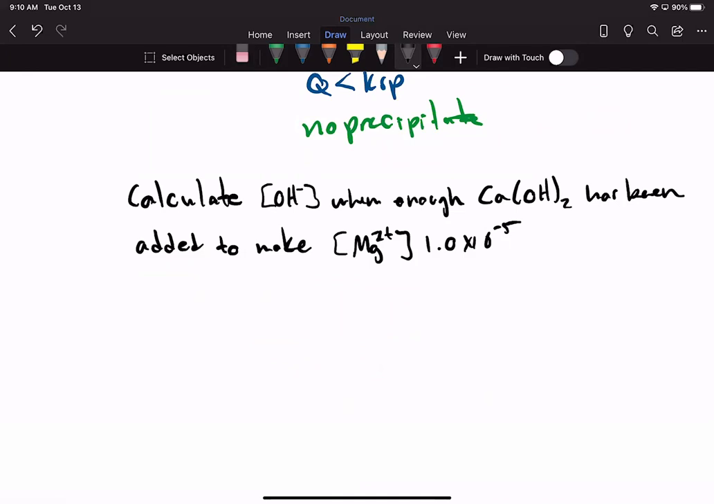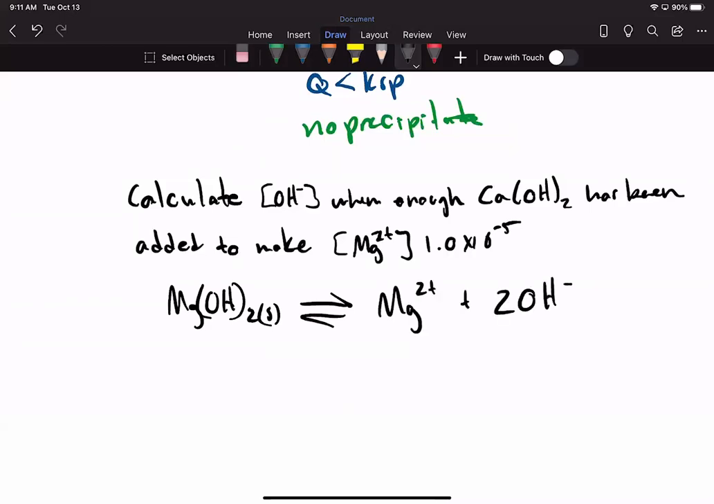So here, if we're looking at this concentration, we consider magnesium hydroxide solid, and we get some magnesium 2 plus, plus two hydroxides that are both aqueous.